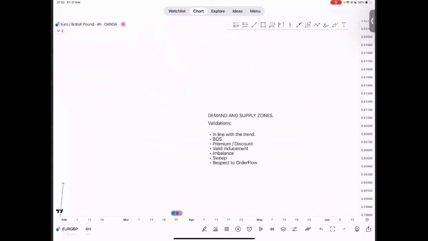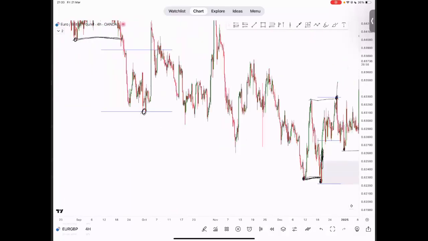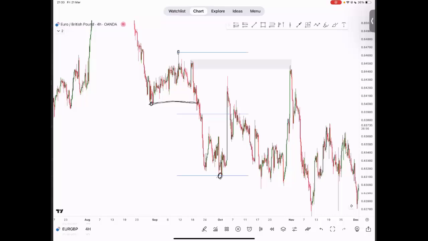And then if you look at the next one, you can see what it says: a valid inducement. I told you, how do you validate your inducement? Your inducement must pull back into the premium in the cases of supply, and pull back into the discount in the cases of demand.